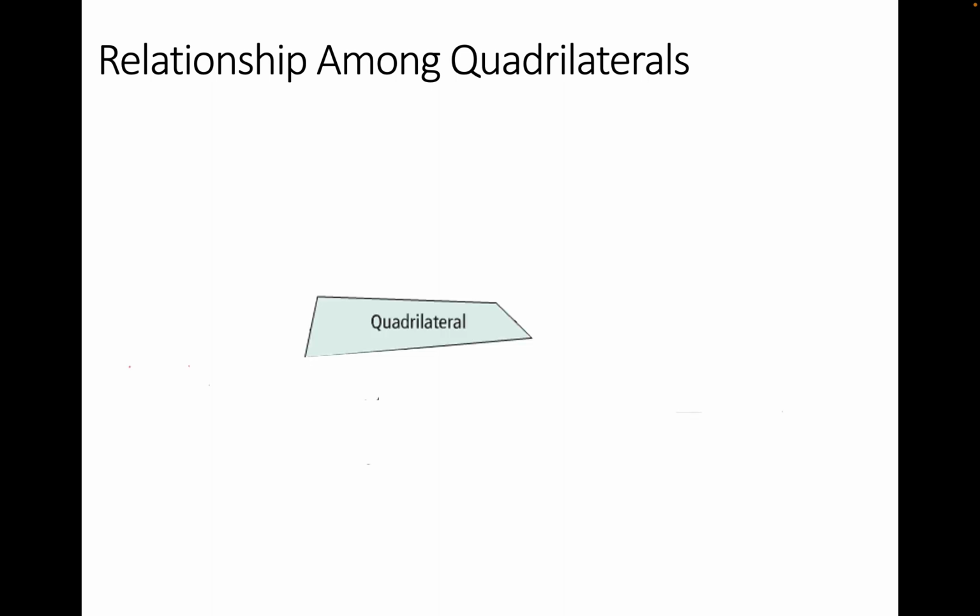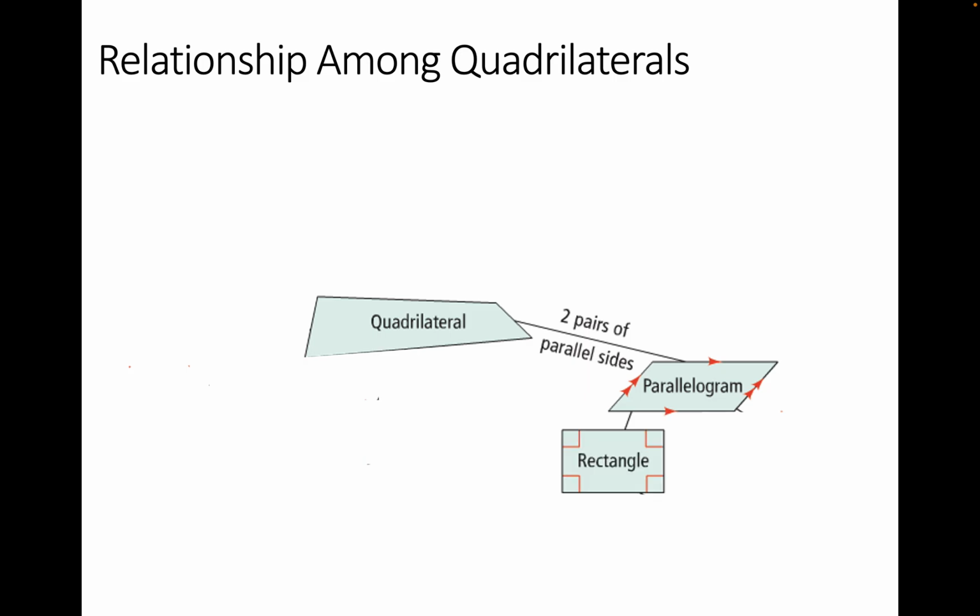All right, to review, quadrilaterals are any shape that has four sides. We divide them up into three different categories. The first is if the quadrilateral has two pairs of parallel sides, then it's known as a parallelogram. If that parallelogram has four equal angles, four 90-degree angles, then that's called a rectangle. If the parallelogram has four equal sides, that's called a rhombus. And if a parallelogram is both a rectangle and a rhombus, meaning it has four right angles and four equal sides, then it's called a square.